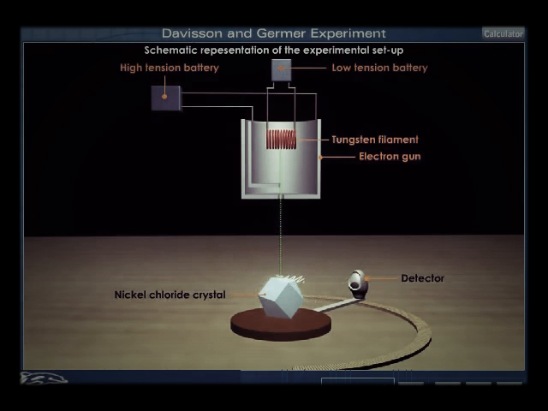The detector, or the electron collector, moved on a graduated circular scale. A sensitive galvanometer was also connected to the detector. How did they perform the experiment?